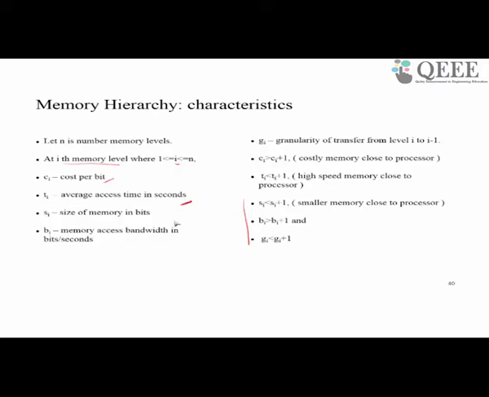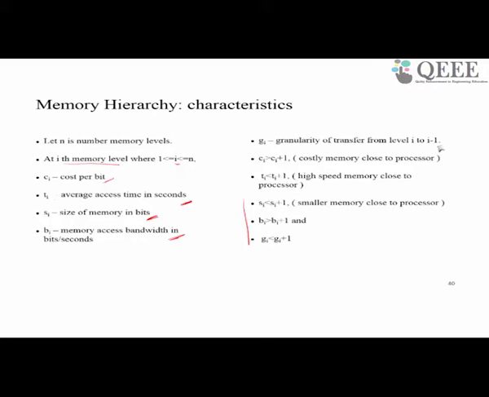Similarly, the effective access time or the average access time in seconds of the ith level, let it be Ti. The size of the memory in bits of the ith level be represented as Si. Then there is something called the bandwidth, the number of bits that can be accessed per unit time by a given level. Let that be Bi, okay.